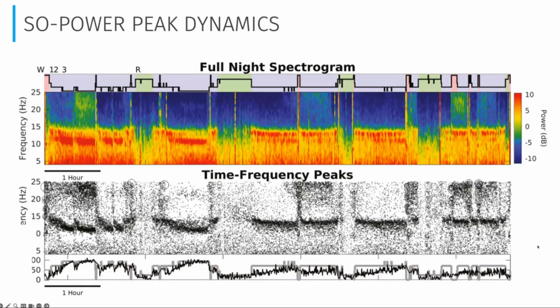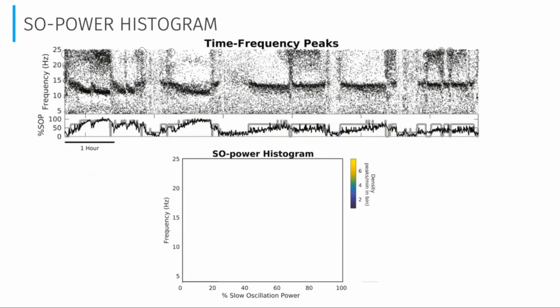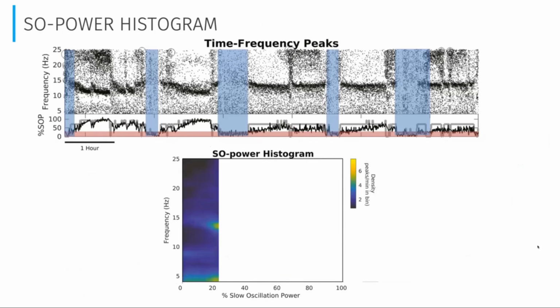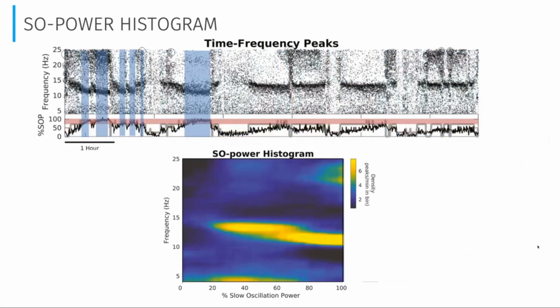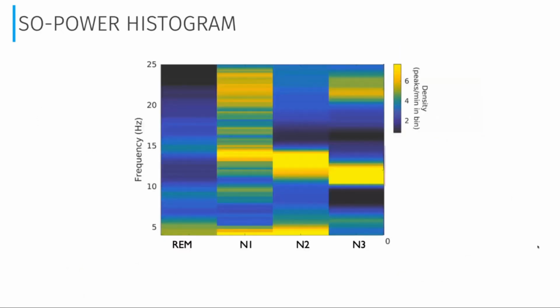So here's what we do. Rather than just looking at REM, stage 1 through 3, non-REM stage 1 through 3, we'll look at a window of slow oscillation power, with lower slow oscillation power representing a lighter state of sleep. We look at that level of slow oscillation power, and we look at all the time frequency peaks that occur during that time, and we look at the density of that. And we can slide that up and up and up to make a continuous version of this.